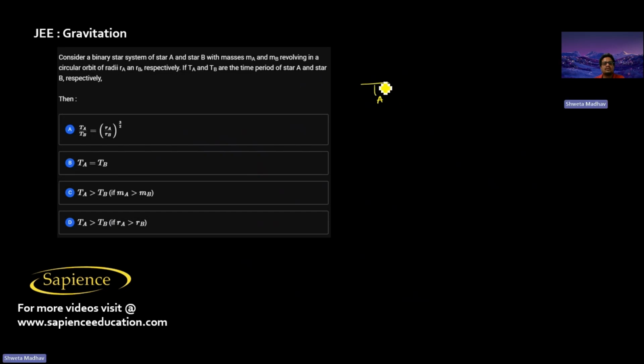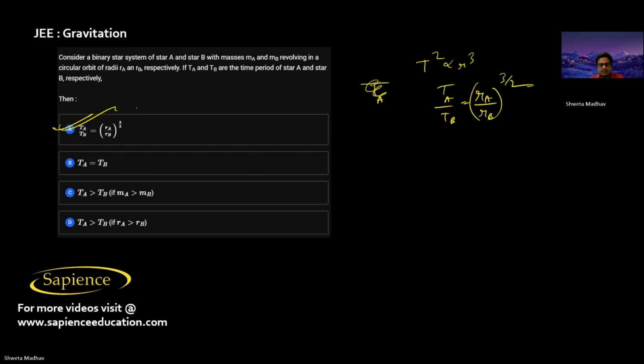There is a binary star, so it means circular orbit of radii RA and RB respectively. Then we can say that T square is proportional to R cube. So I can say that TA by TB will be equal to (RA by RB) power 3 by 2. Option A is the correct answer.